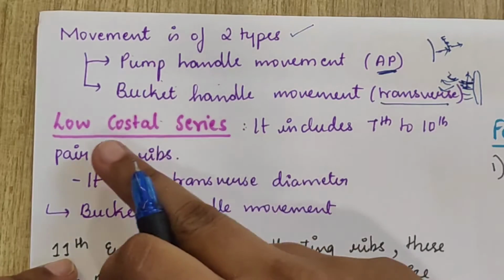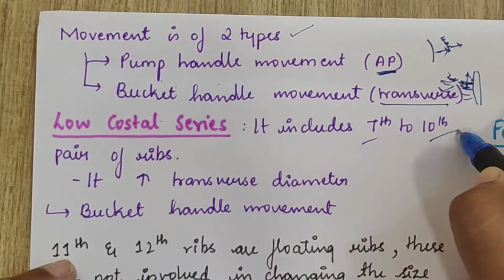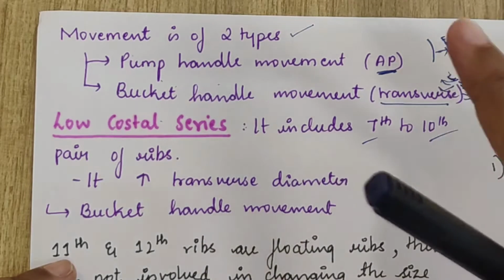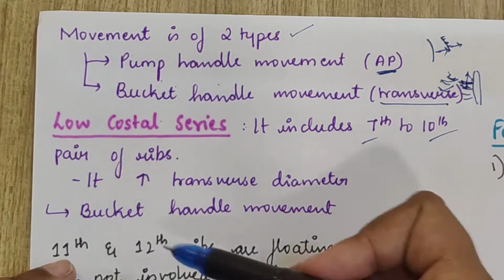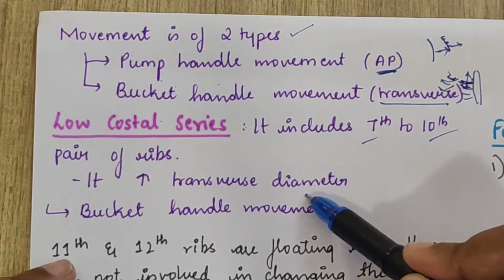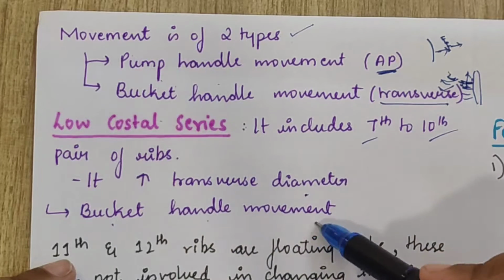Now we come to the lower costal, which is from 7th to 10th. Why are we not considering 11th and 12th? These are our floating ribs. So it increases the transverse diameter, thus the bucket handle movement.